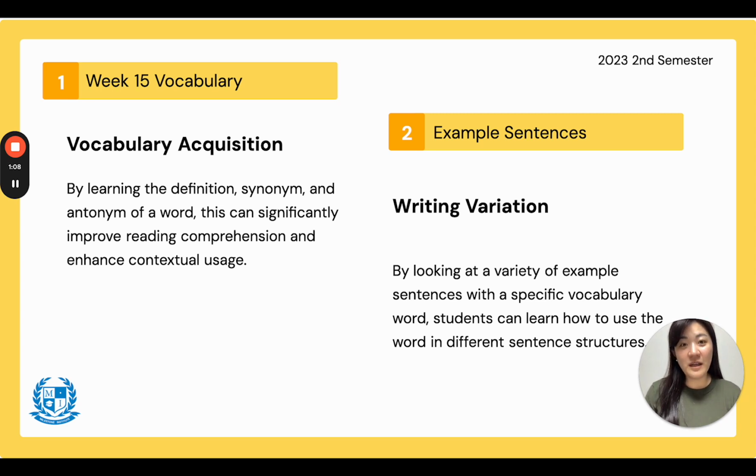Next, we have example sentences that we have for you to read. This will help with writing variation. By looking at a variety of example sentences with one specific vocabulary word, students can learn how to use the word in different sentence structures in your writing.